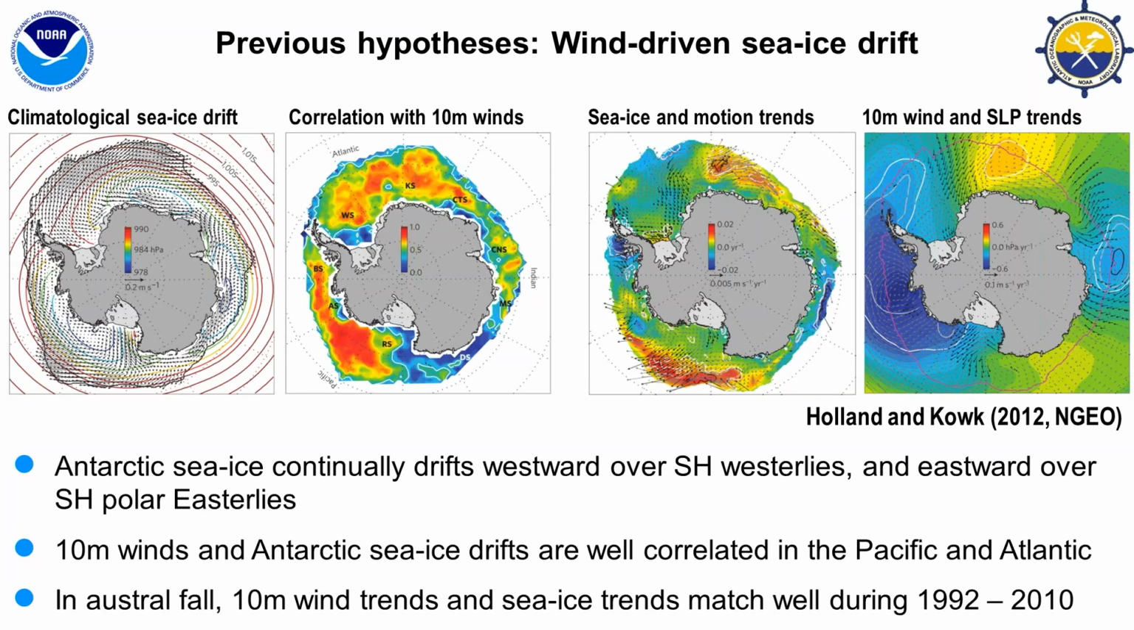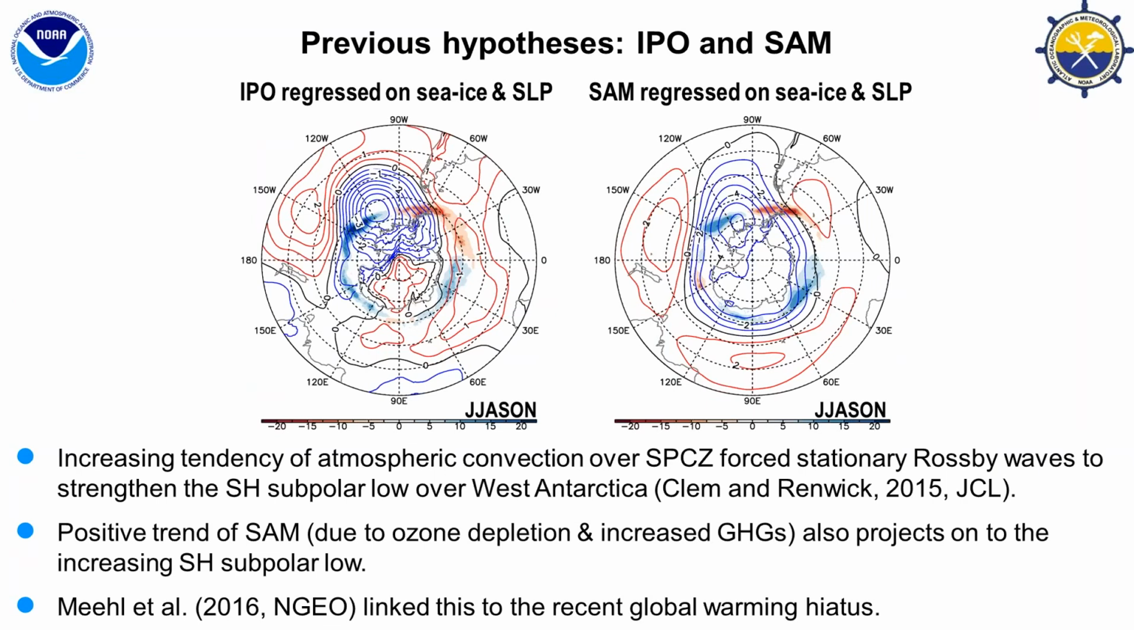Now the second hypothesis is the impact of the Inter-decadal Pacific Oscillation and the Southern Annular Mode, SAM. This is the IPO, which is the tripole SST index of the North Pacific, Tropical Pacific, and South Pacific. That index is regressed onto the sea level pressure here, and also the ice fraction for the winter season, JJASON. You can see the pattern of sea ice increase here and decrease here is very consistent with the trend that we see from the earlier slide.